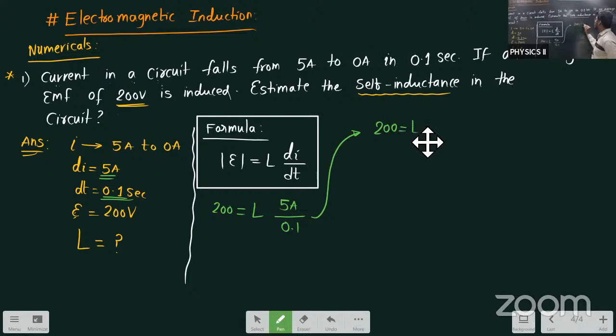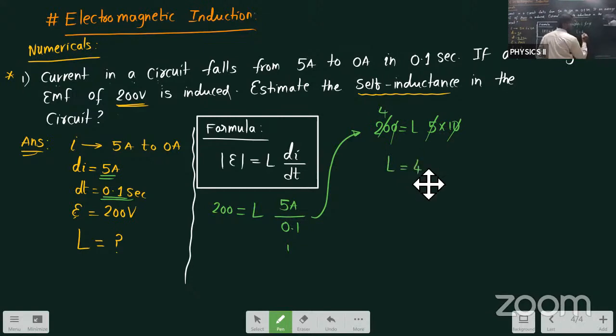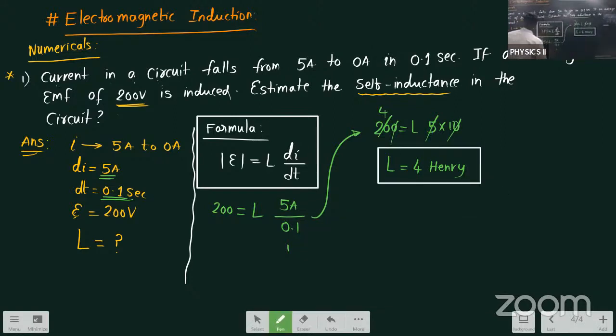200 is equal to L into 5 upon 0.1, which can be written as 1 by 10. So if I take the 10 to the numerator, it will become 5 into 10. So what will this become? This 0 and this 0 get cancelled. 5 1s are 5 and 5 4s are 20, so this will become L equals 4. You should write the units. If you are not writing the units, you will lose the mark. 4 Henry. So this is the end of this answer. For this answer, you will be getting 4 marks. This question is for 4 marks.